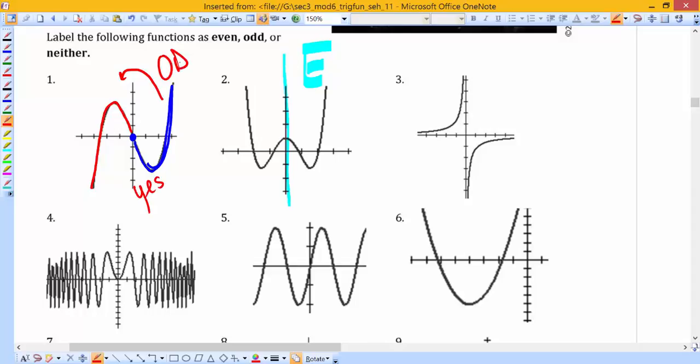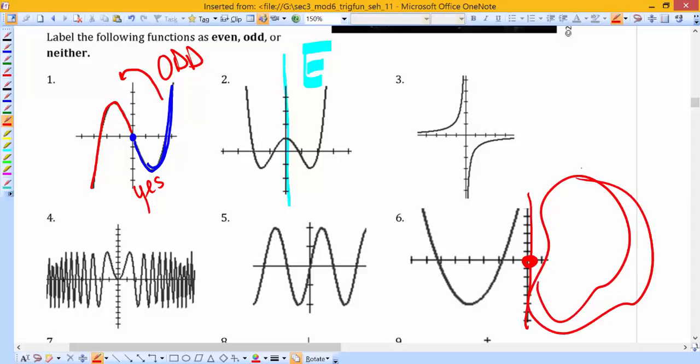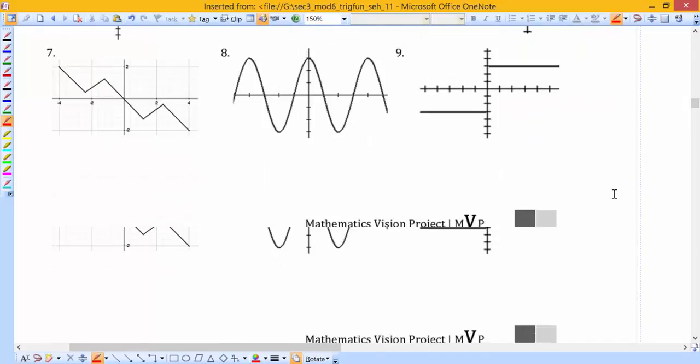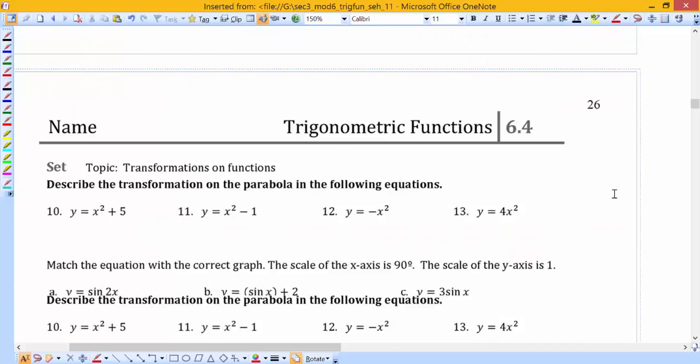Therefore, this is odd. And if I couldn't, for example, if I look at number 6, here's my y-axis. Obviously, it's not symmetric to the y-axis. And if I look at the origin, there's not even anything over here in this area for me to rotate around. So that is an example of a neither. So you have an example of an even, an odd, and a neither. And you're going to go through and do the same thing with the rest of those graphs, 1 through 9.